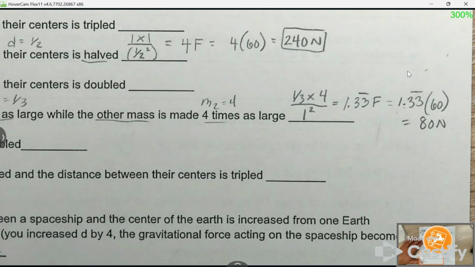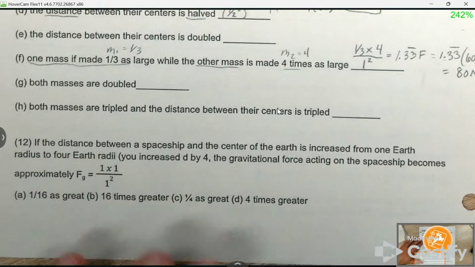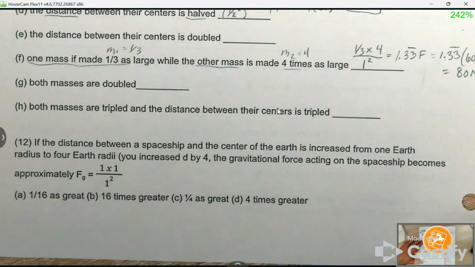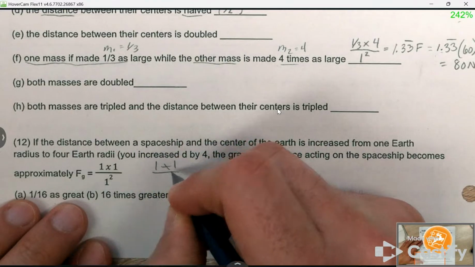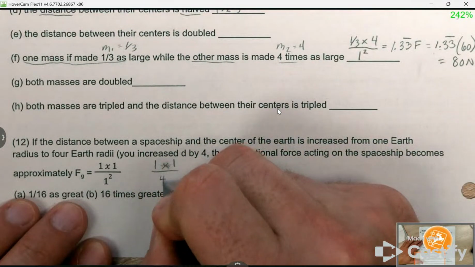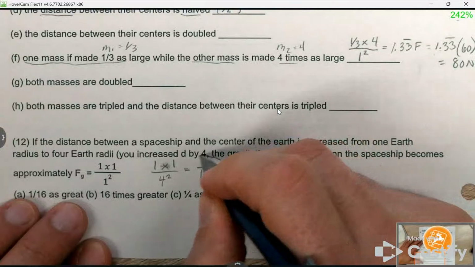All right, so we do want you guys to complete the rest of those. The only other thing, maybe we'll just take a quick look at this bottom one here, number 12. Distance between the center of a spaceship and Earth is increased from 1 Earth radius to 4 Earth radii. So you increased the distance by 4. What would the gravitational force become? Well, you didn't change the mass of anything, so 1 times 1 over 4 squared is 16, so 1/16 as great.